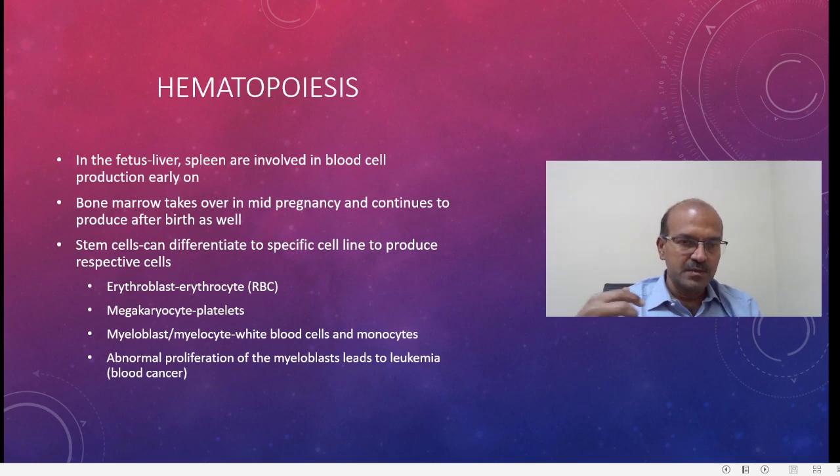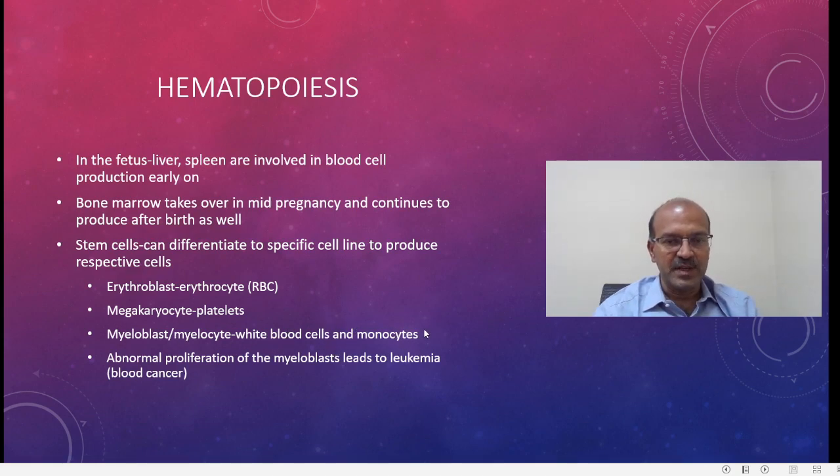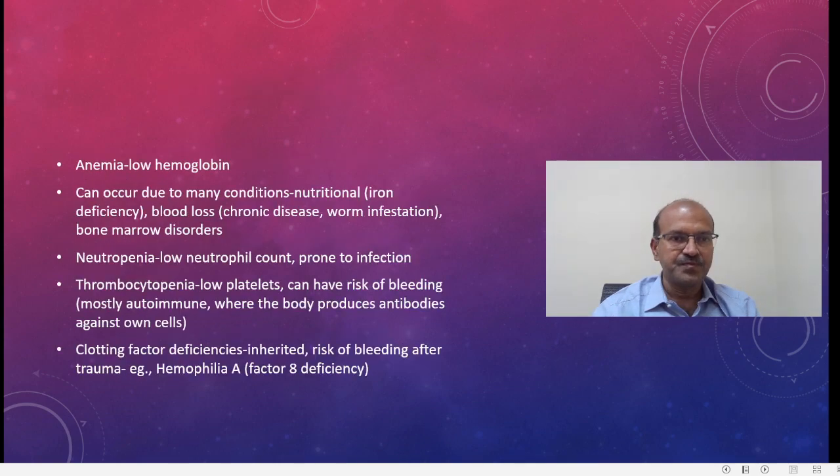So this bone marrow has specialized cells called stem cells. They differentiate into the different lines that produce erythrocytes in the case of the erythroblast. Megakaryocytes release platelets, and the myeloblast leads to the myelocyte and white blood cells in different forms of maturation, and monocytes as well. Sometimes we have blood cancer or leukemia, where there is abnormal proliferation of these myeloblasts, and we also have congenital anemias or congenital platelet deficiencies due to problems related to the stem cells of these lines.